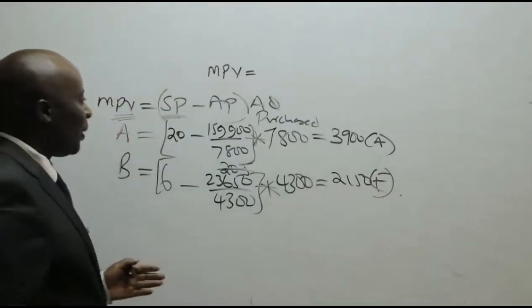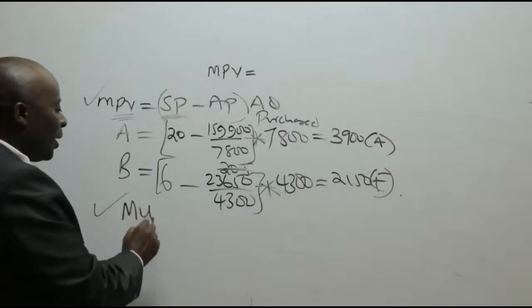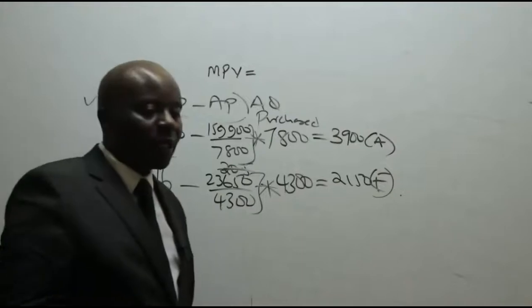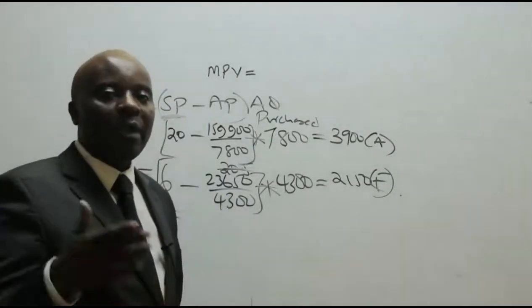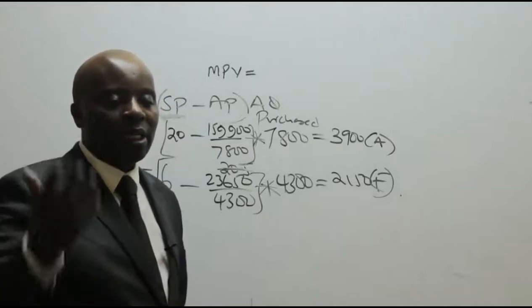Ladies and gentlemen, I can see the next variance they want me to compute still in part 1 is the material usage variance, which is the same as the material efficiency. Were we able to save our raw materials, or we utilized more?